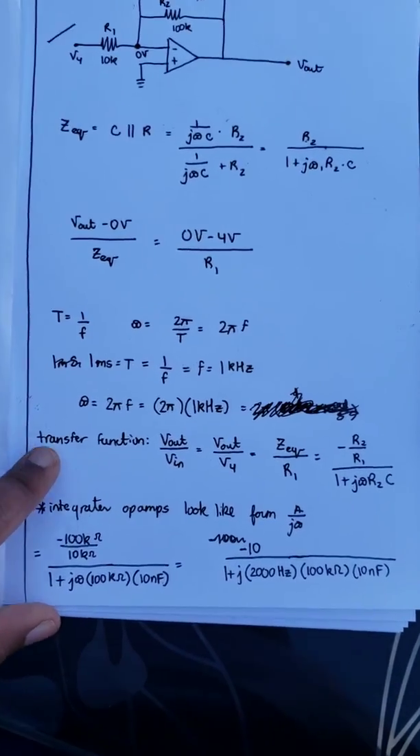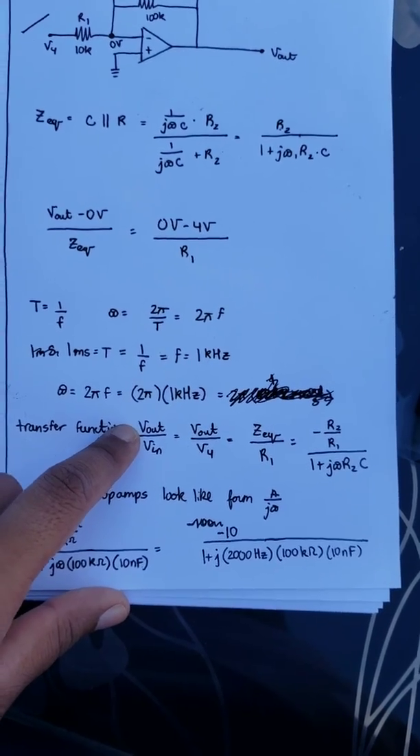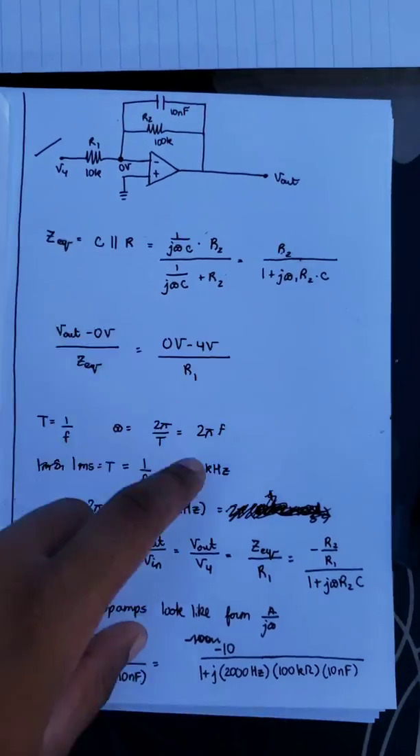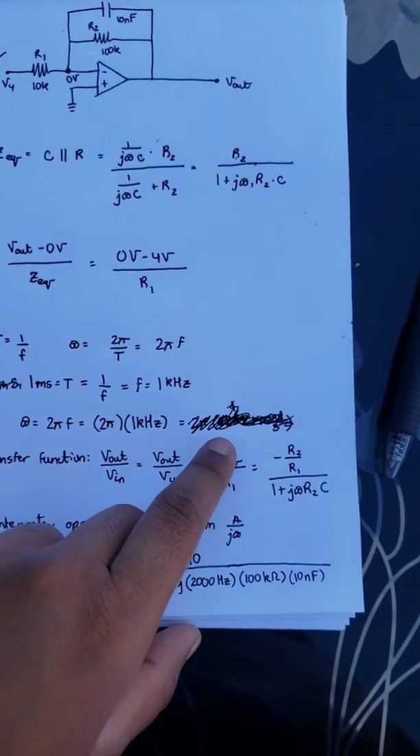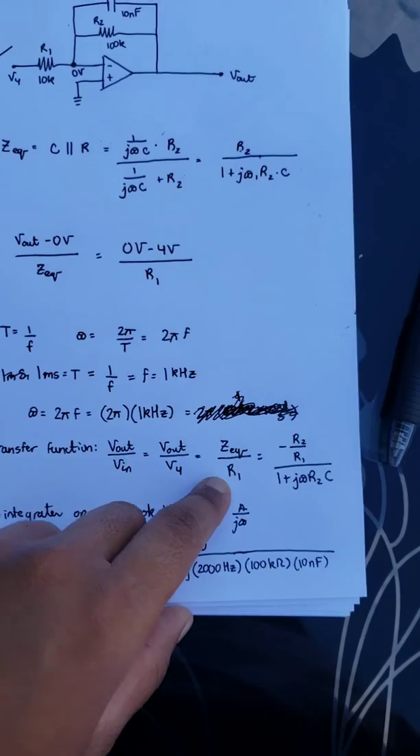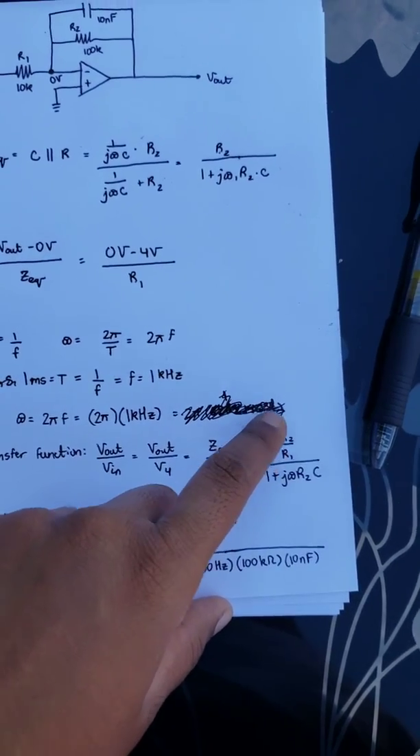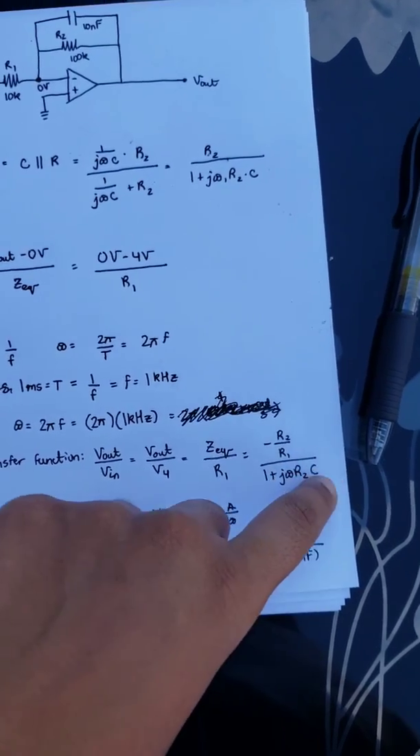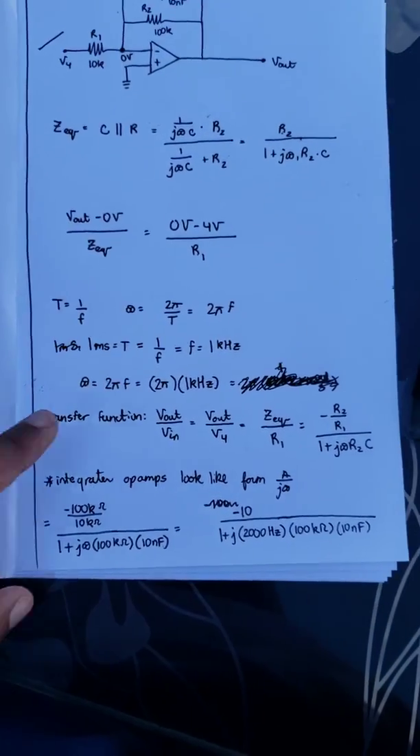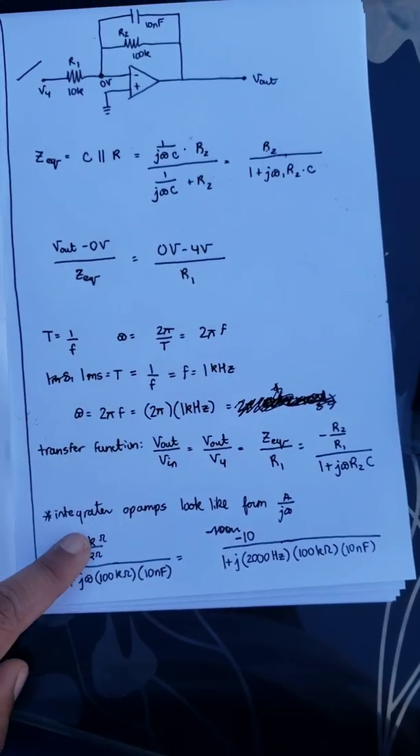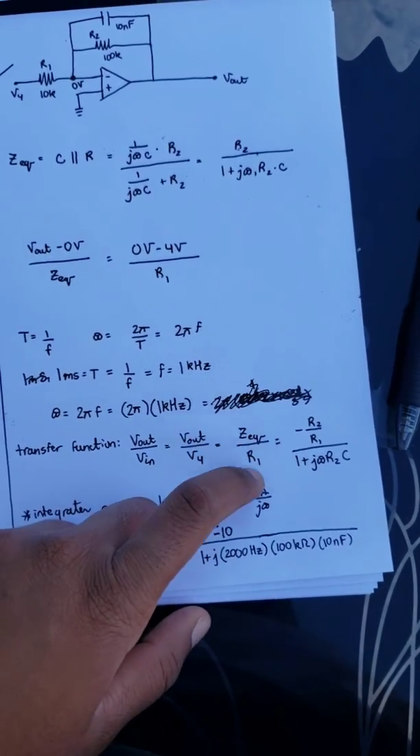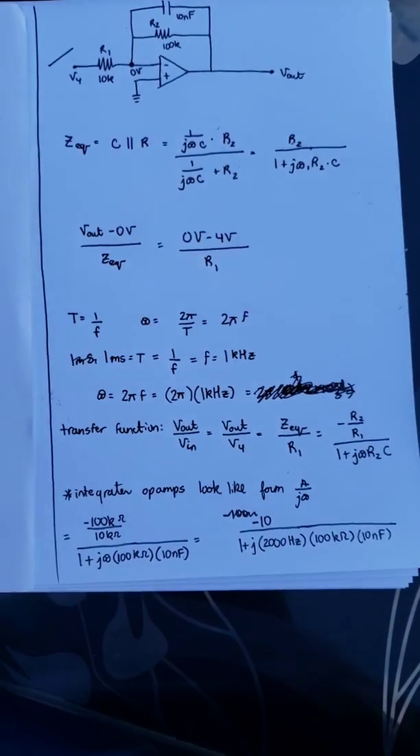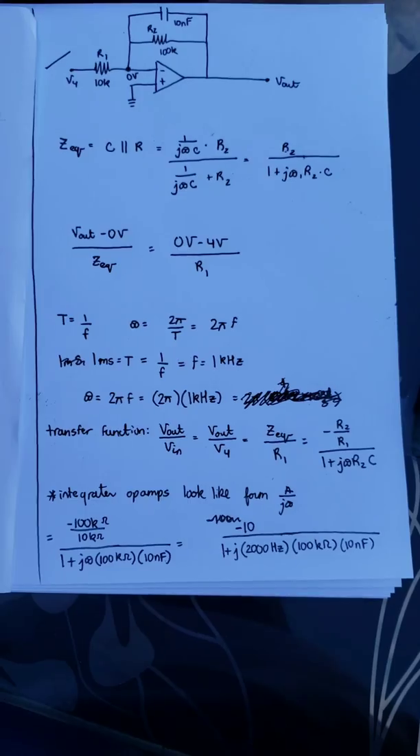We can now find our transfer function, which is equal to V out over V in. Or in this case, V out over V4. V out over V4 is equivalent to Z equivalent over R1, which we can now write as negative R2 over R1 times 1 over 1 plus j omega R2 times C. We see that this form looks much like an integrator op-amp, which is in the form of A over j omega. So we now know that we have to integrate our signal in order to find our output.